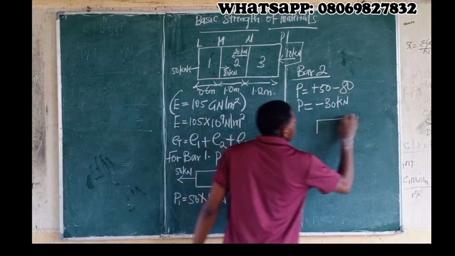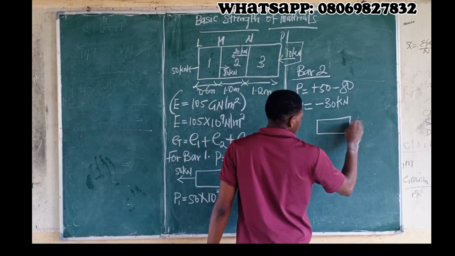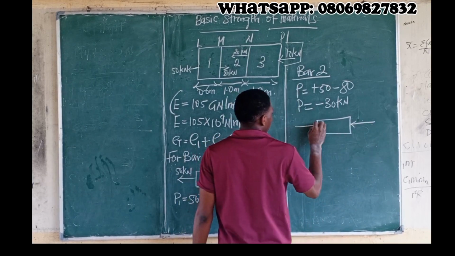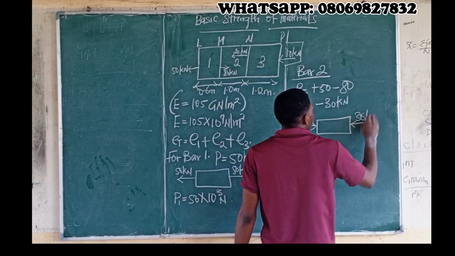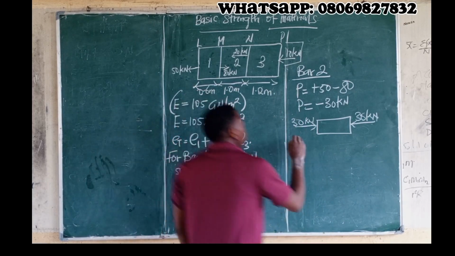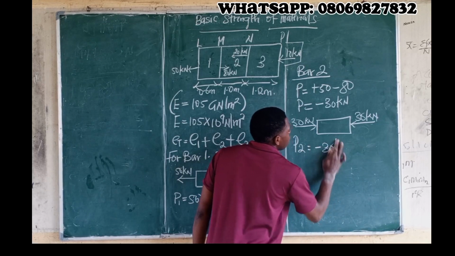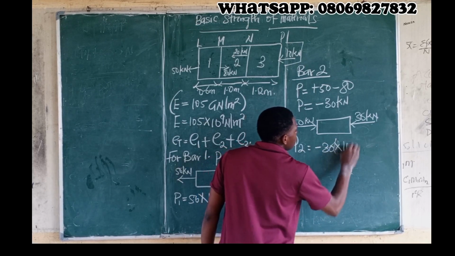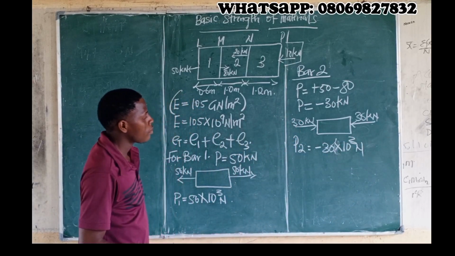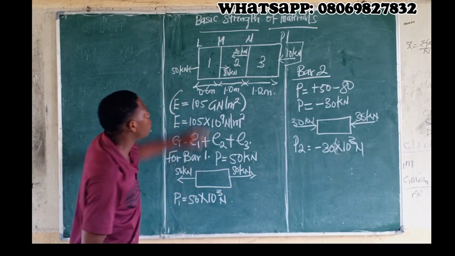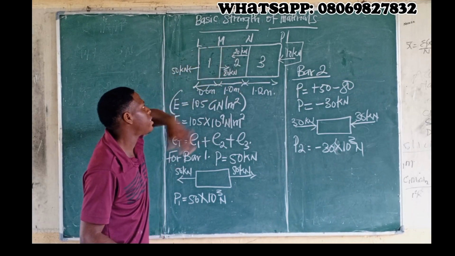Let's represent this. Our compressive force will be this, and we have another one here, and this is 30 kilonewton. So our P2 will be minus 30 times 10 raised to the power of 3 Newton. So we've gotten the force for bar 1, we've gotten the force for bar 2. Now let's get the force for bar 3.